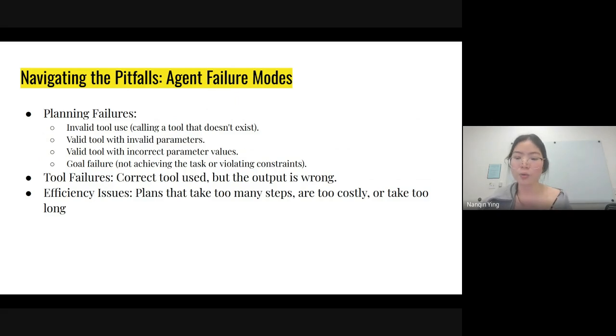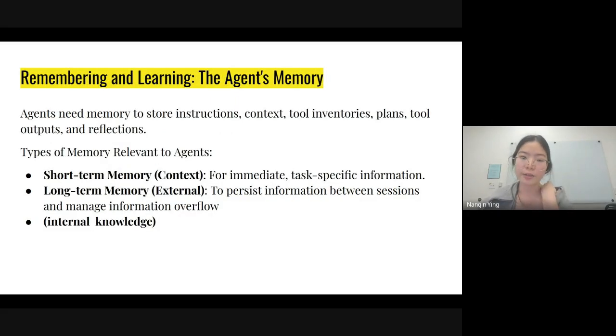When we're talking about being efficient and effective over time and across multiple interactions, they really need memory. The book discusses three kinds of memory: short-term memory, long-term memory, and internal knowledge. The agent is mainly about short-term memory and long-term memory.